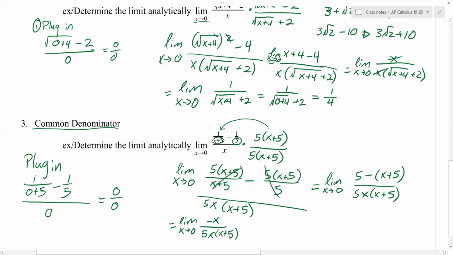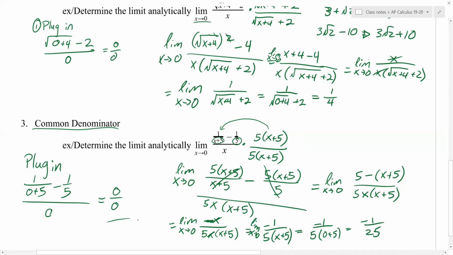Can we cancel anything? Yes, these x's. So we get negative 1, remember we have that negative here, divided by 5 times x plus 5. Oh, I did it again. Limit as x approaches 0. Now, let's try plugging in 0. We get negative 1 over 5 times 0 plus 5, negative 1 over 25.